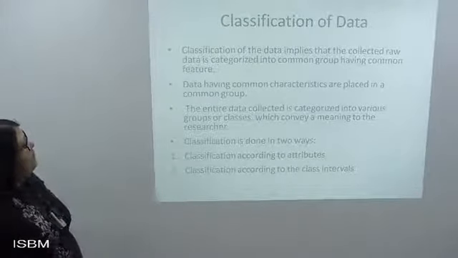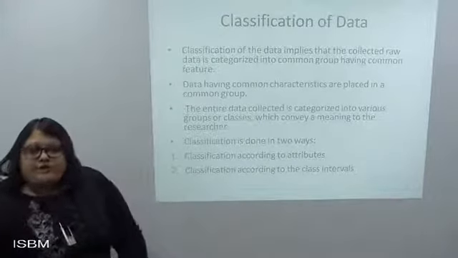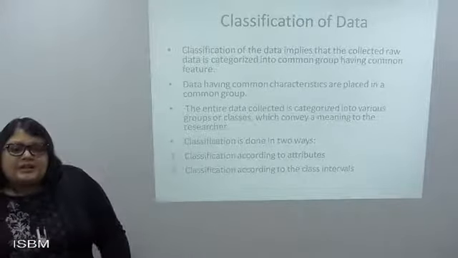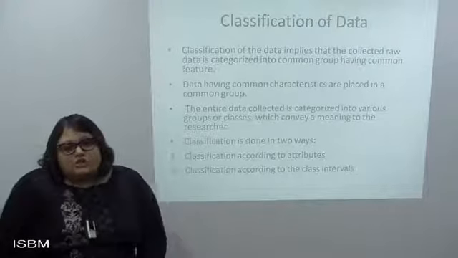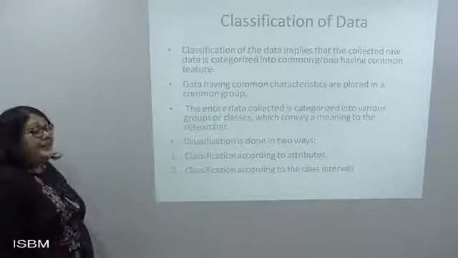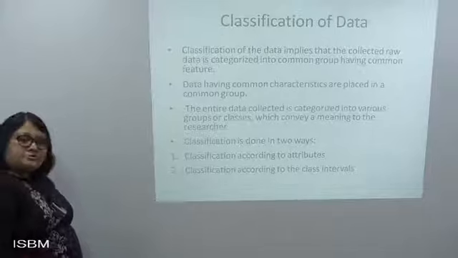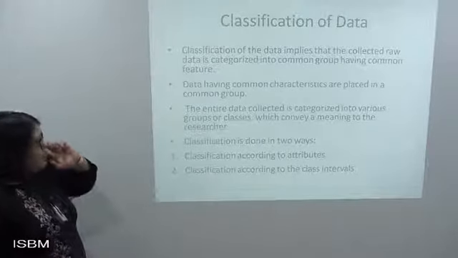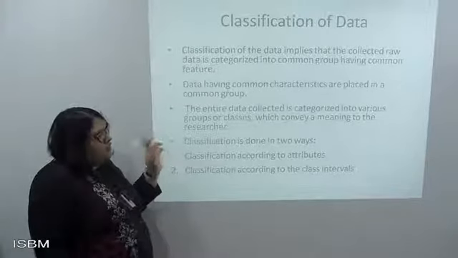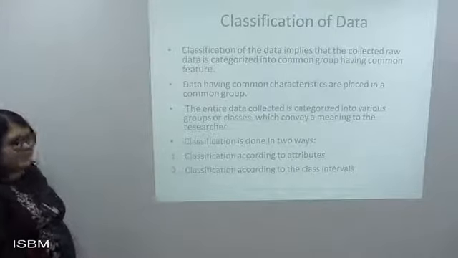Now data having common characteristics are placed in a common group. So the grouping will come because he's showing all the mental disorders. First, you will place it as a psychological case study. It needs a psychological research design. Then you place it into groups of trauma. Then you place it into groups of post-traumatic stress disorder and so on. So the entire data collected is carried into various groups or classes which have a meaning to the researcher.